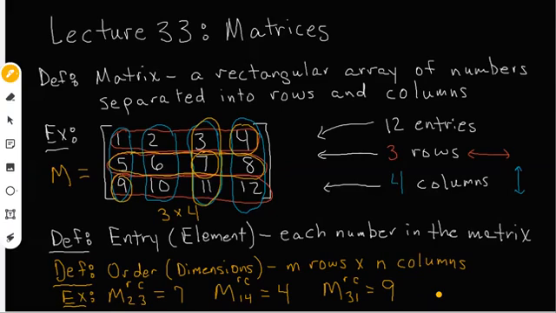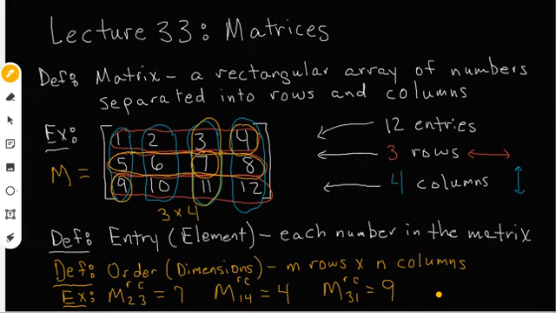So a matrix is really just a box of numbers, right? They're going to be separated into rows and columns. Rows are always going to go from left to right. They go across. And columns are always going to go up and down. They're always going to be vertical. Okay? And a row and a column can have however many elements it wants. In this entire matrix, we have 12 elements.